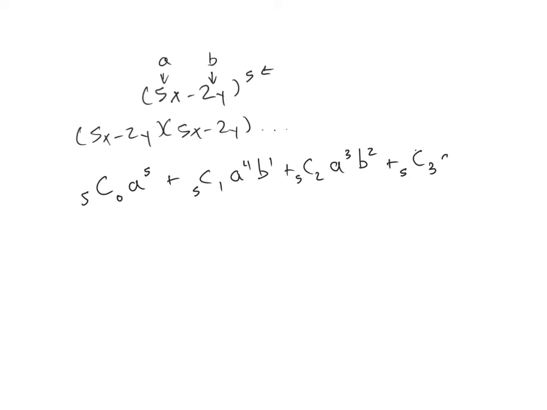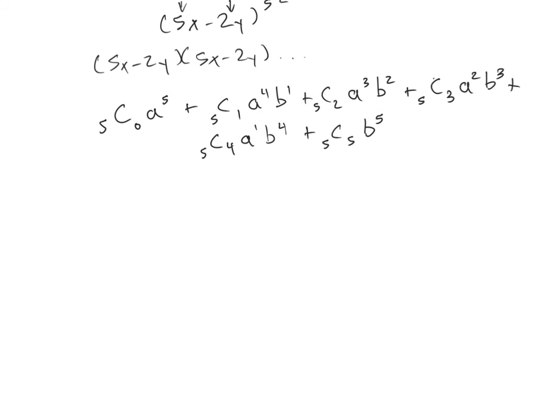5 choose 3, A squared, B cubed, plus, I'll go down here, 5 choose 4, A to the 1, B to the 4, and then plus 5 choose 5. There will no longer be an A, but now we have B to the 5th power. So let's fill this in further as we go. So 5 choose 0 is just 1.